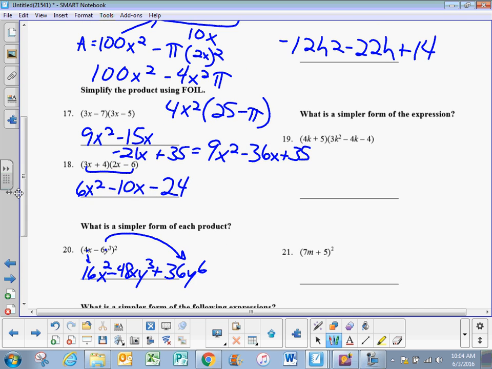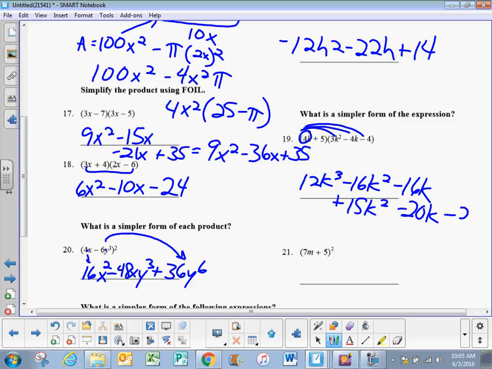Okay, moving on. If I distribute this, I'm going to get 12k cubed minus 16k squared minus 16k. And then I'm going to do the 5, and I'm going to have plus 15k squared minus 20k minus 20. And then I'm going to add like terms and get 12k cubed minus k squared minus 36k minus 20.